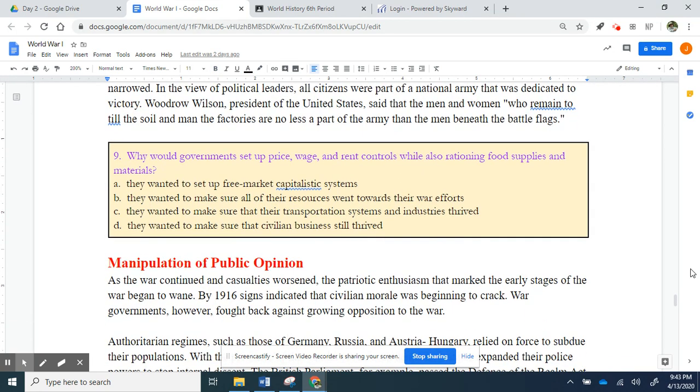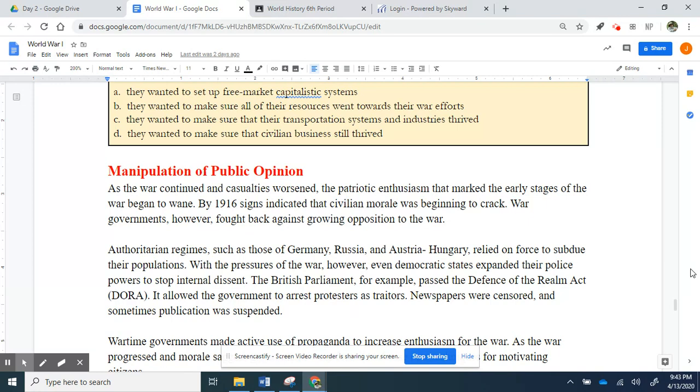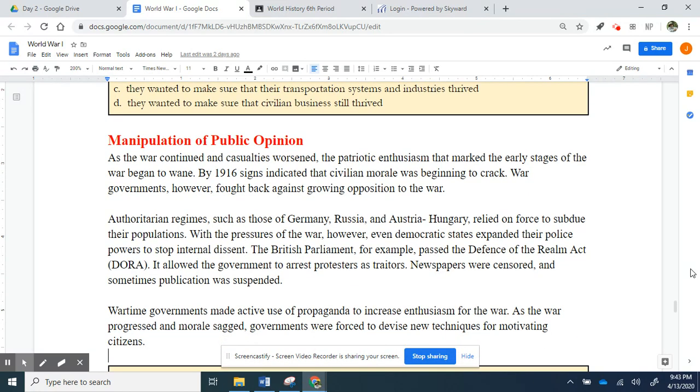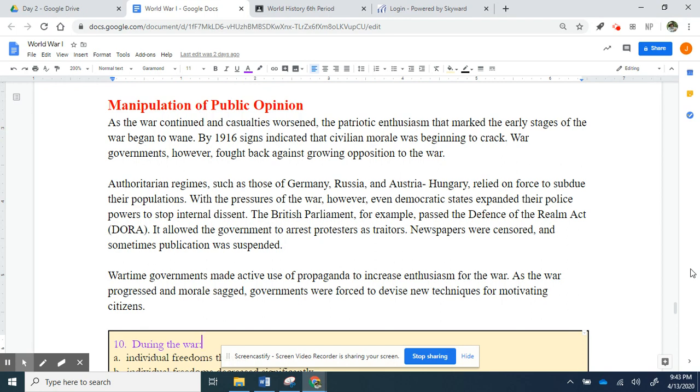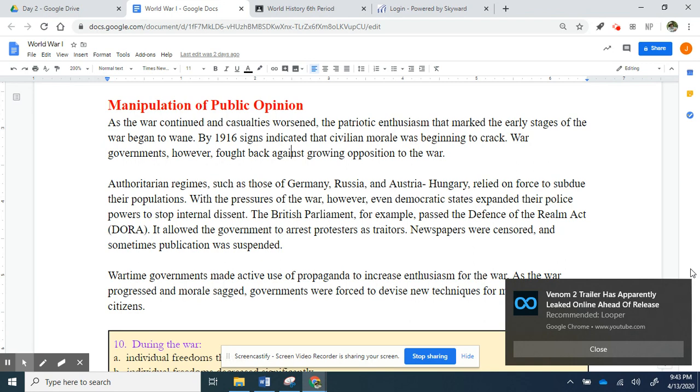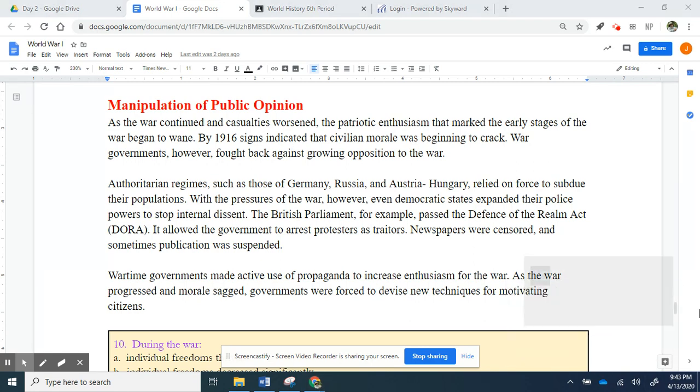Manipulation of public opinion. As the war continued and casualties worsened, the patriotic enthusiasm that marked the early stages of the war began to wane. By 1916, signs indicated that civilian morale was beginning to crack. War governments, however, fought back against growing opposition to the war. Authoritarian regimes, such as those of Germany, Russia, and Austria-Hungary, relied on force to subdue their populations. With the pressure of the war, however, even democratic states expanded their police powers to stop internal dissent.